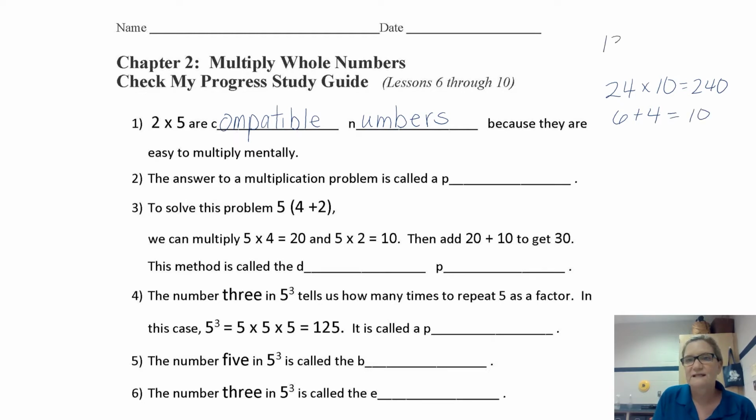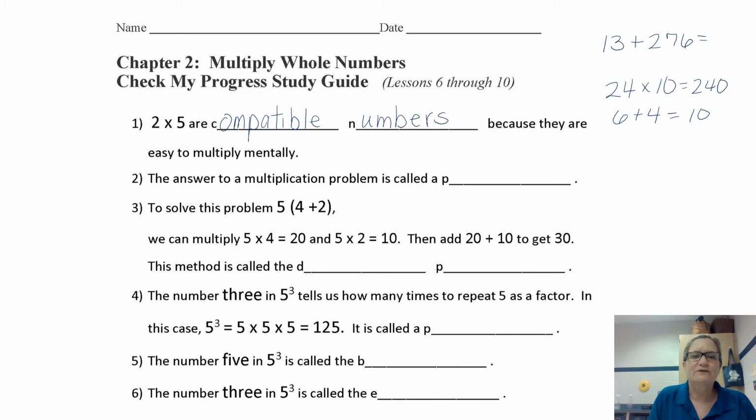Now 13 times 276 or plus 276, that's not really going to be a compatible number because you would have a little bit of difficulty solving it mentally. Now granted, you could solve it mentally, but it's not quick and fast. Okay, you'd have to do a lot of work in your head.